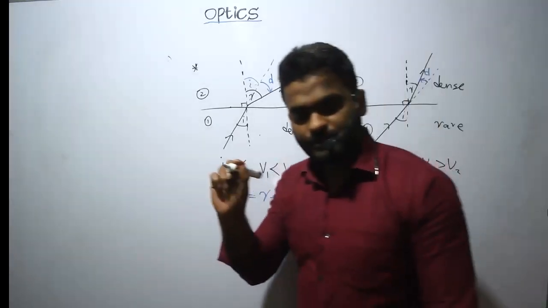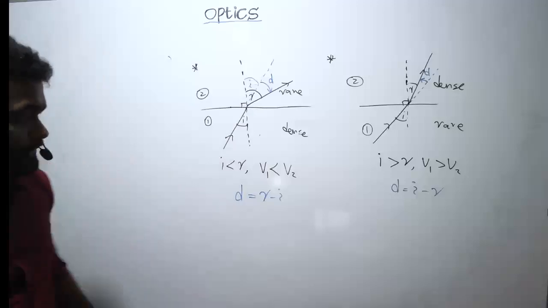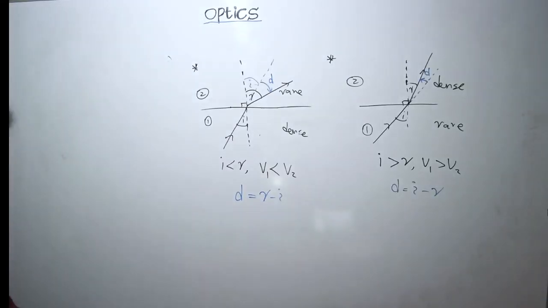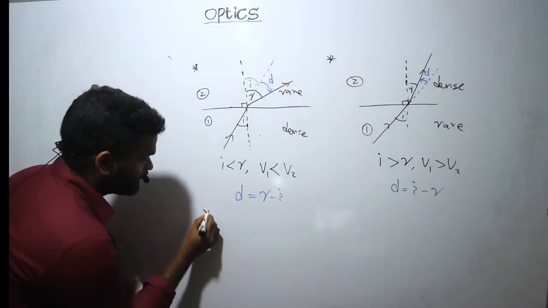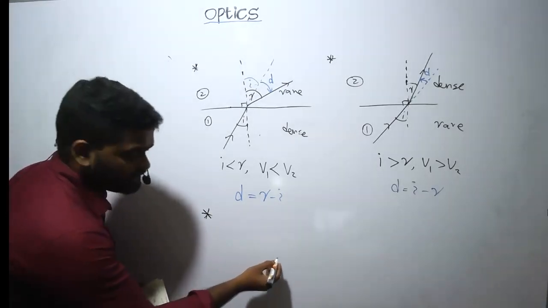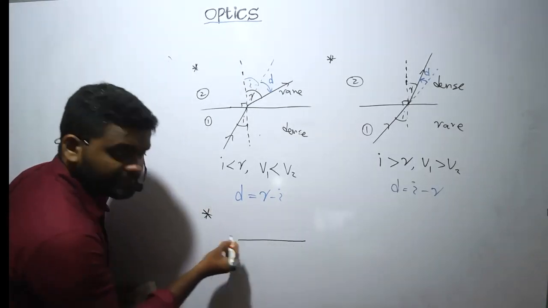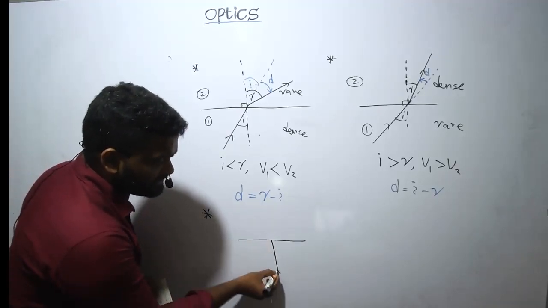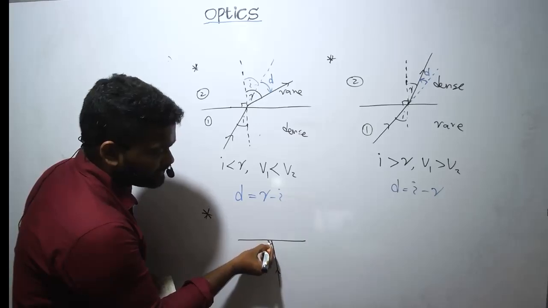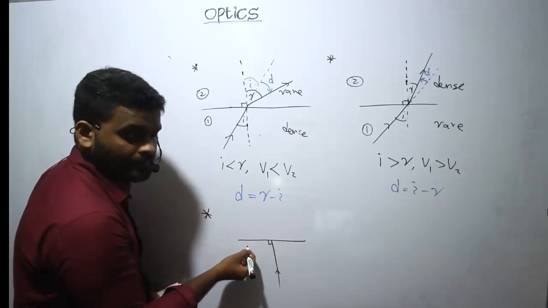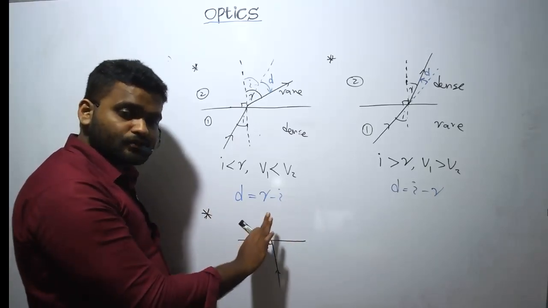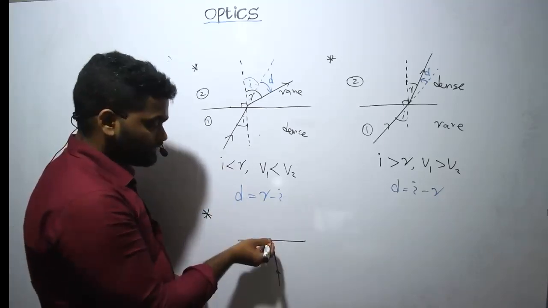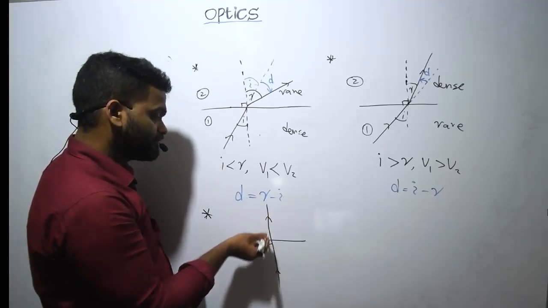Okay, then another situation. Let's draw it somewhere here. This is the interface. The light ray could be incident perpendicular or normal to the interface. So in these cases, there's no bending of the light ray. So if this happens, deviation is 0. So it just goes like this.